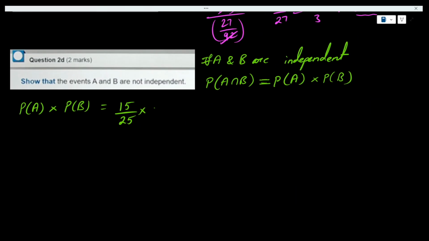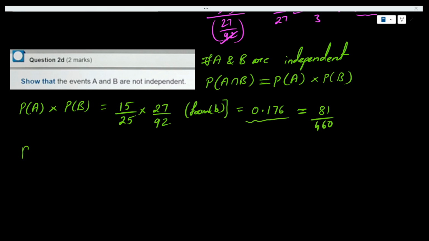So here I can write 27 by 92, which is from B, right? Now if you take the product in its simplest form, it is 0.176, and the fractional value of this is going to be 81 by 460, right? So this one you must show.